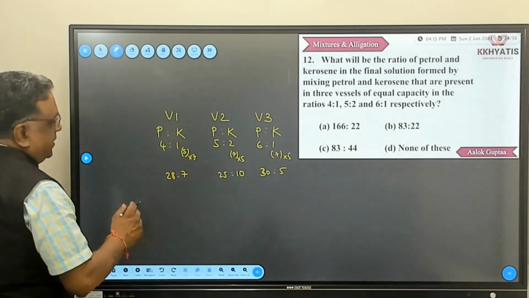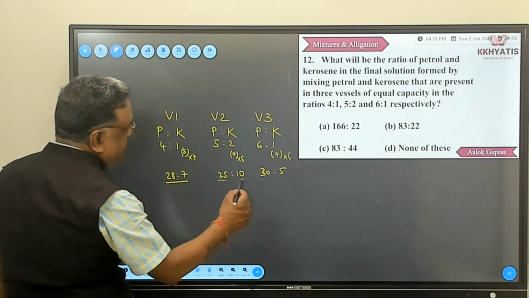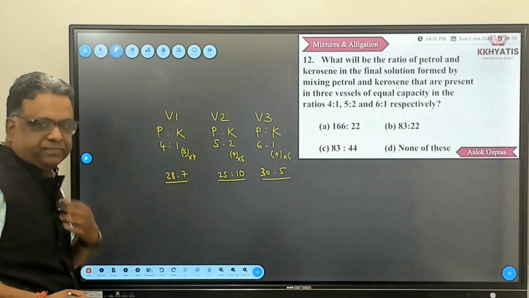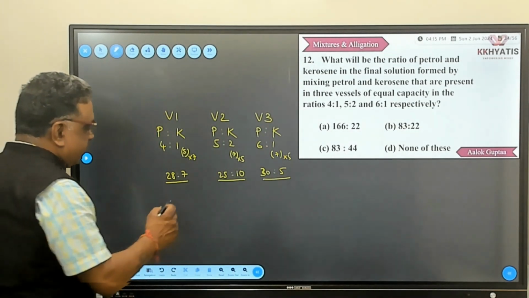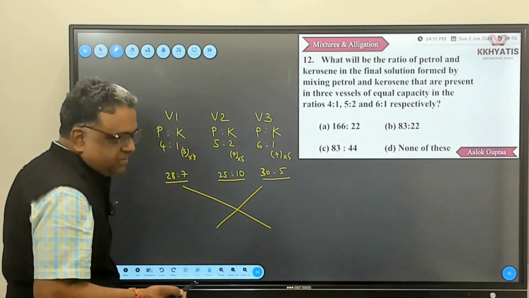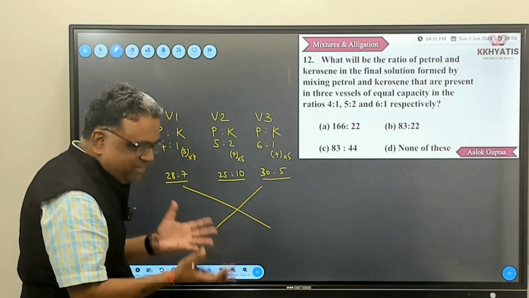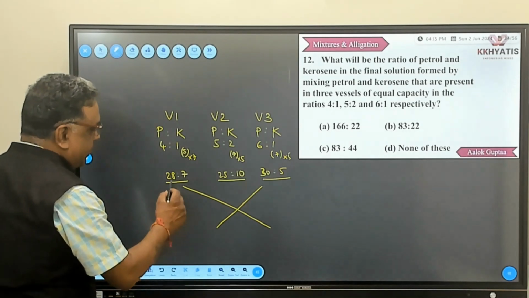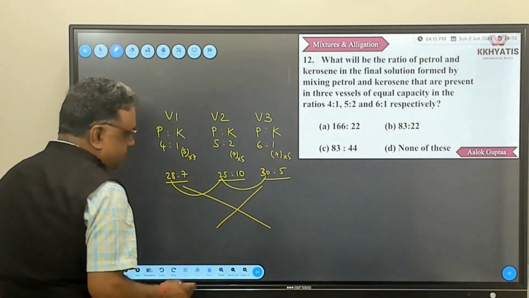So now in all the cases, the total capacity became 35 each. Now I can mix them. So when I mix them, all ratios, because the quantities are same now. If the quantities are same, I can directly add all this respective stuff.